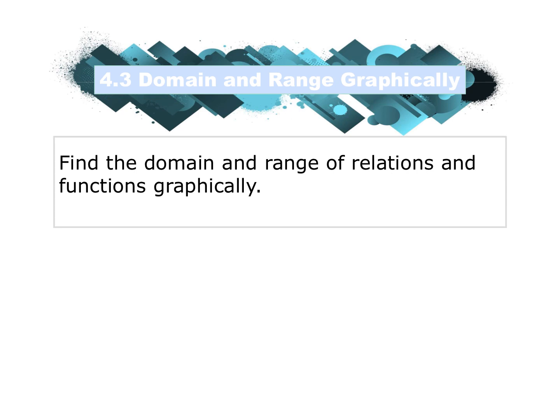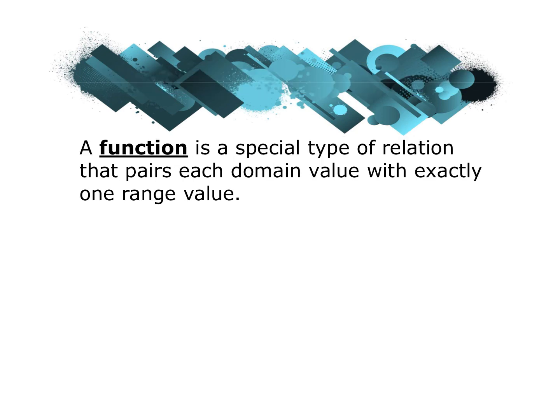So we're going to go over 4.3, domain and range graphically. And by the end of the lesson, you should be able to find the domain and range of relations and functions graphically. Now, a function is a special type of relation that pairs each domain value with exactly one range value. So if you guys remember, when we have a graph, you can have anything, right?